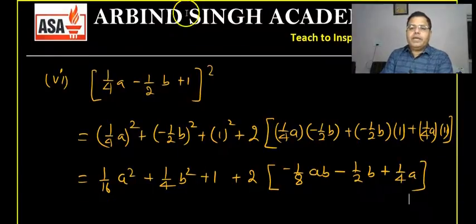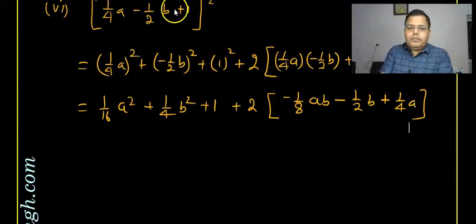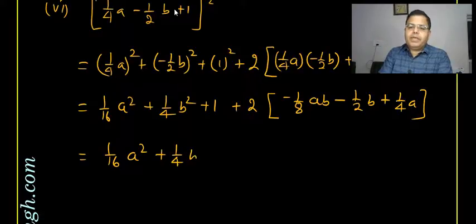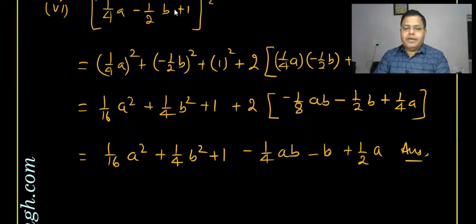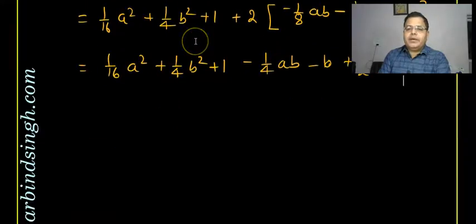And now if you multiply by 2, you will get 1 by 16a square plus 1 by 4b square plus 1 minus 2 4 ja 8. So 1 by 4ab, if you multiply by 2, the 2s cancel out, so that will be minus b. And if you multiply by 2, that 4 will cancel by 2 and 1 by 2a, and that will be the answer. So it looks difficult, but in fact it is not a difficult one, and you will be able to do this quickly.